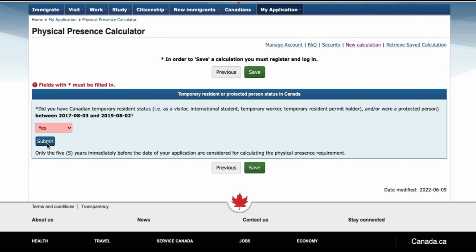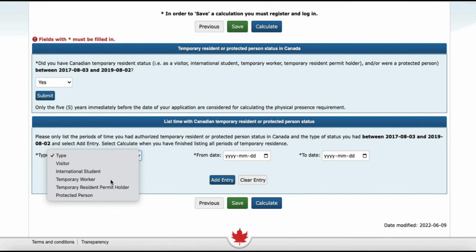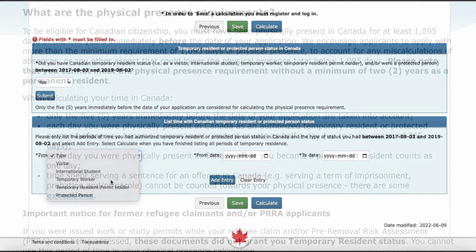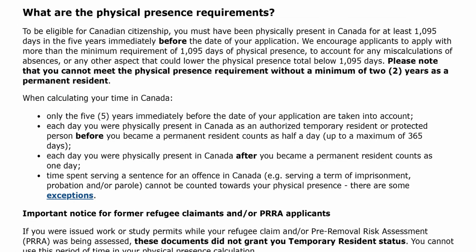If you answer yes, you'll then be required to list all periods of time you had authorized temporary resident status or protected person status in Canada. Every day you spend in Canada as a temporary resident or protected person before you become a permanent resident counts as a half day, up to a maximum of 365 days.